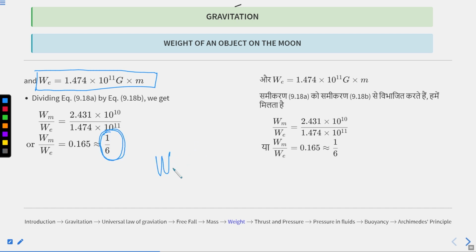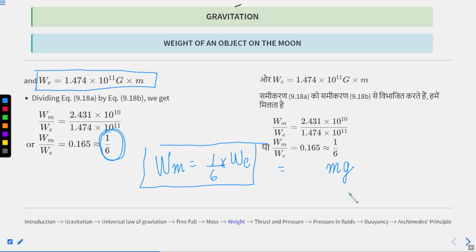It means the weight on the moon is approximately 1/6 times the weight on the earth. What does it mean? It means that if your weight is, let's suppose, 36 kg on earth, then on the moon your weight will become 6 kg only, because weight on the moon is 1/6 time the weight on the earth, and we know that weight is equal to mass into gravitational constant.